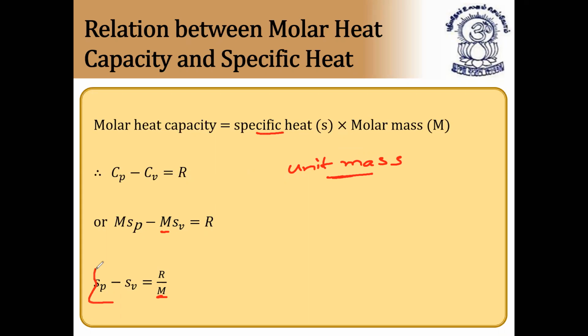So these formulas are important. The difference between specific heat capacity at constant pressure and specific heat capacity at constant volume is R by M, where R is the gas constant and M is the molar mass of the substance. I hope it is clear. Very, very important, this formula.